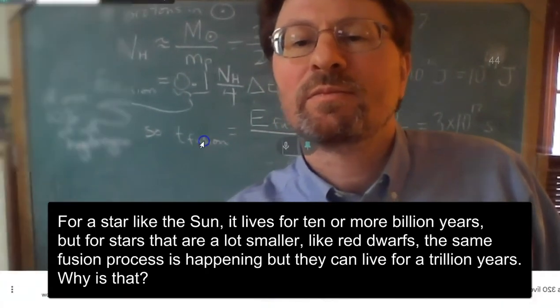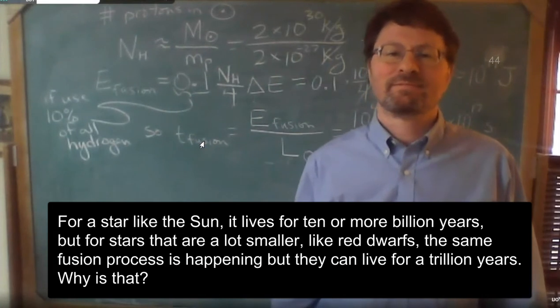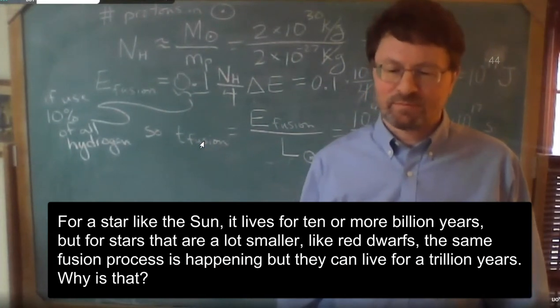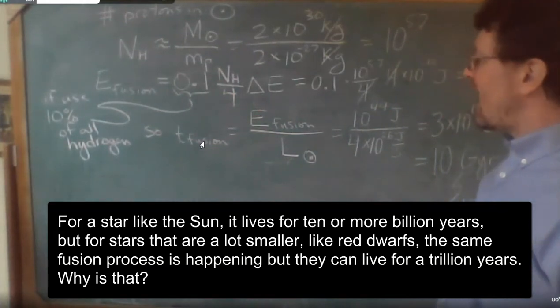I have a question. A star like the sun lives for 10 or more billion years, but for stars that are a lot smaller, like red dwarfs, the same fusion process is happening, but they can live for 1 trillion years. Why is that?